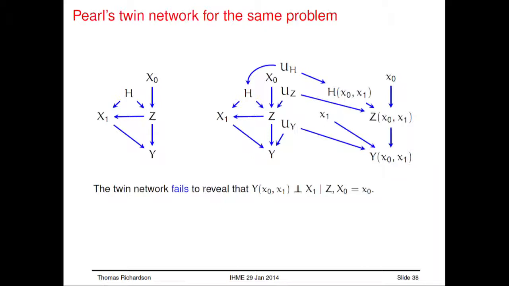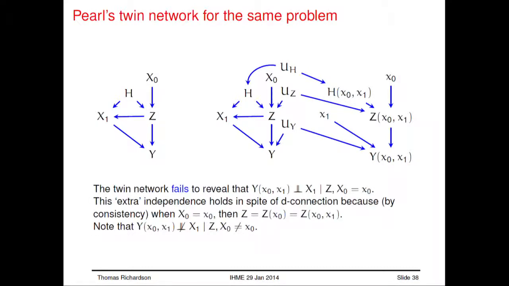It doesn't matter. I've still got a path that goes from here up to here, up to here, up to here, up to here, up to here, down to here. So therefore, these two are d-connected. So in general, this counterfactual independence doesn't hold. But in fact, what's going on is that there are deterministic relationships amongst the variables in this graph that are not captured by his semantics.